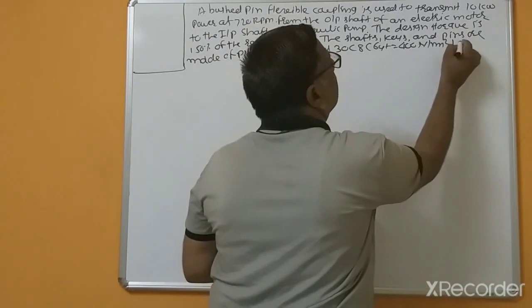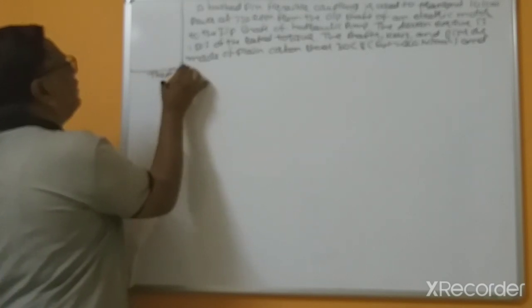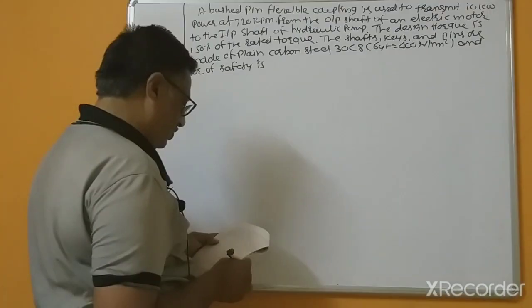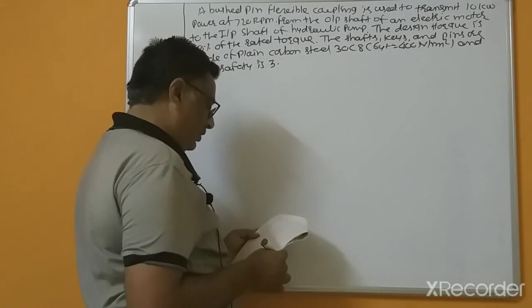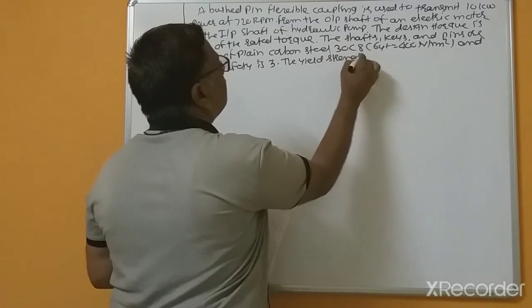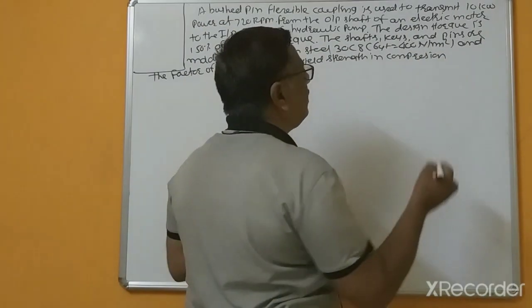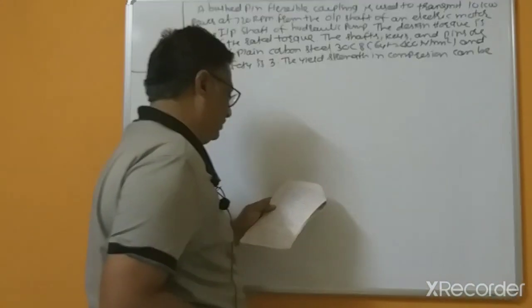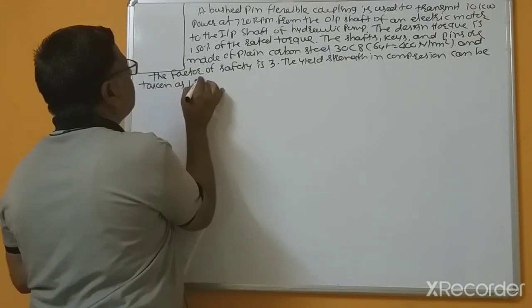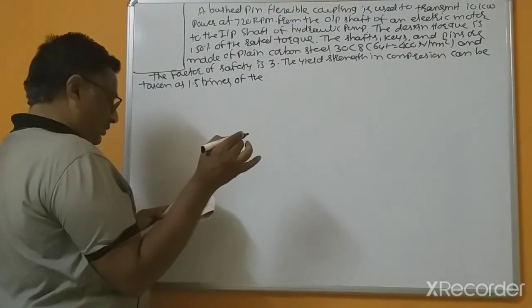and the factor of safety is 3. The yield strength in compression can be taken as 1.5 times the tensile yield strength.